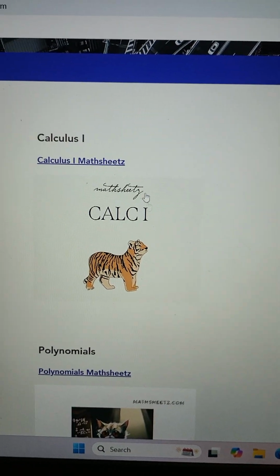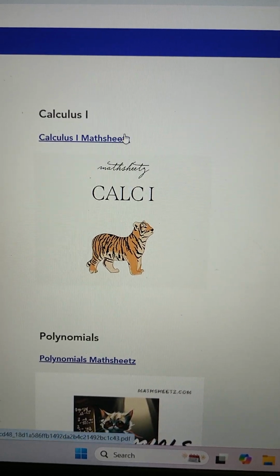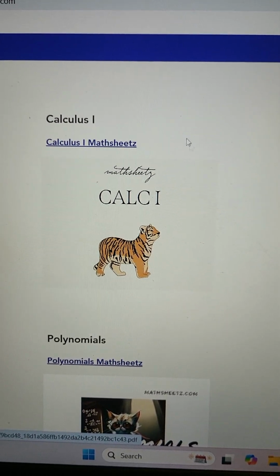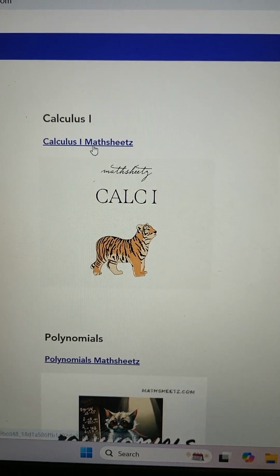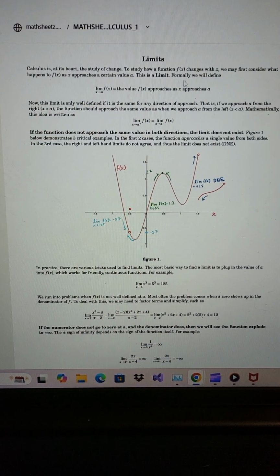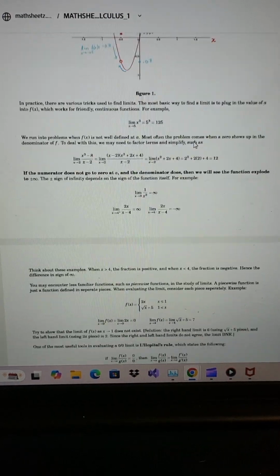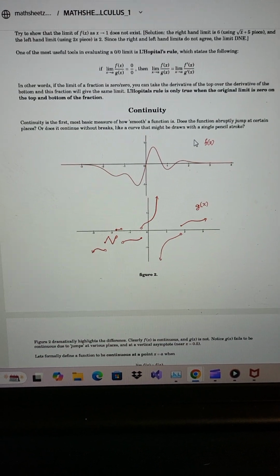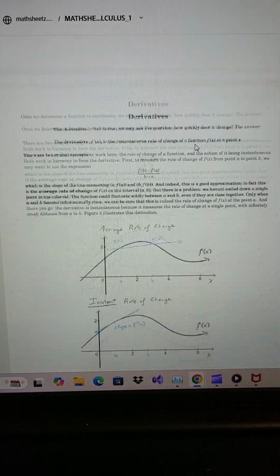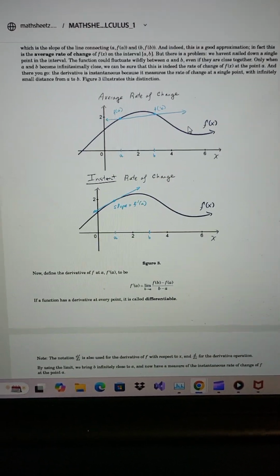And so, importantly, I have a Calculus 1 math sheets that I spent a long time on. This was maybe a couple years ago, but I spent a really long time making this math sheets and trying to make it sufficiently rigorous, but also introductory to help people understand the basic concepts. So I start off with limits. I have some nice illustrations here, full explanations, continuity, discussion of the derivative, and just pictures to help guide the intuition here.